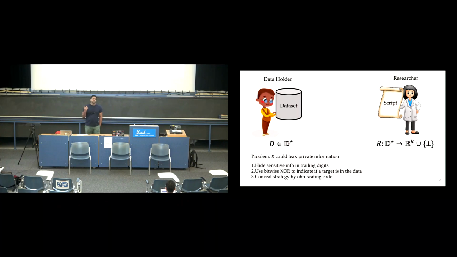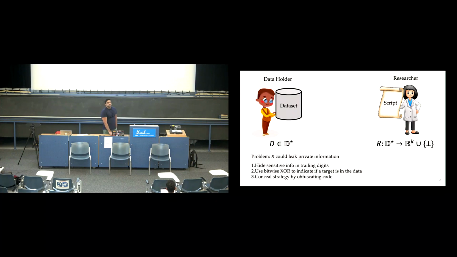Before I go on, I want to explain what some of this funny notation is up here. We're going to say a data holder has a data set D in some data universe D star. And the researcher has a script, which we'll call R for the researcher script. It computes over the data set and can output K real numbers, or we have this special symbol here that stands for non-response.